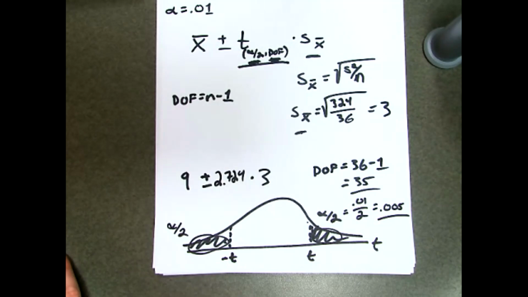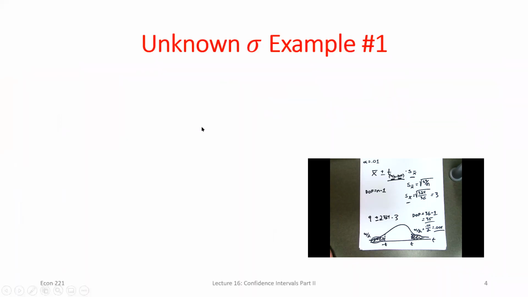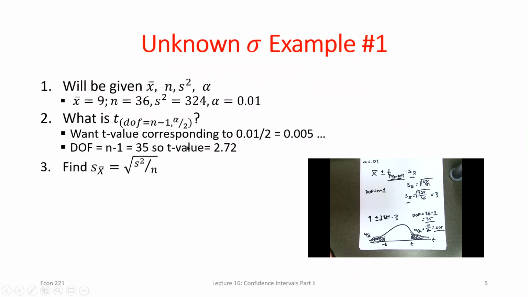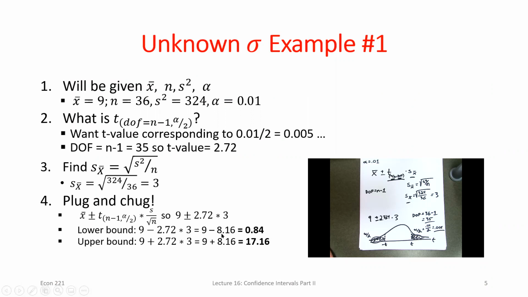Okay. So if I actually enter this into my calculator, right, we identified everything that we were given. We found that t-value. I can calculate the standard deviation of my sample means as the intermediate calculation step. And then it's just a matter of plugging everything in to get my lower and upper bound.